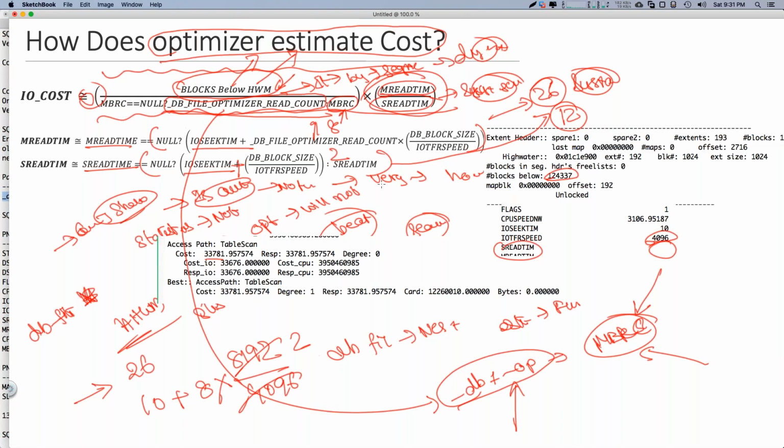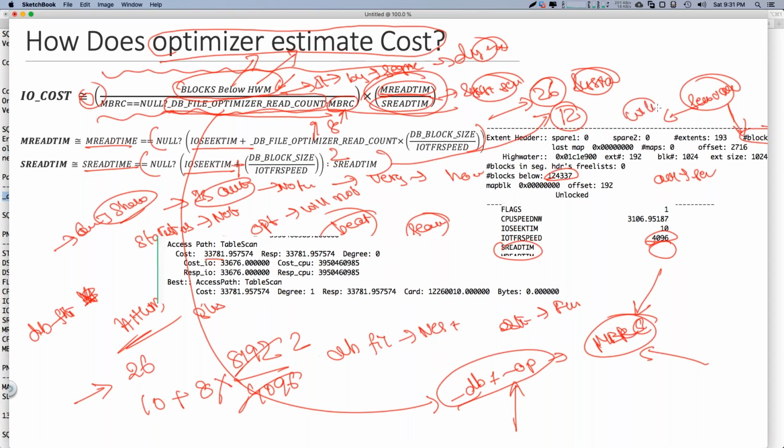So don't assume that Oracle will consider the blocks allocated to the segment. What if I allocated more extents to the segment? In this case, the number of blocks allocated to the segment will be way higher. So Oracle will never use this particular value. Oracle always uses the blocks below the high watermark information only while estimating the cost.